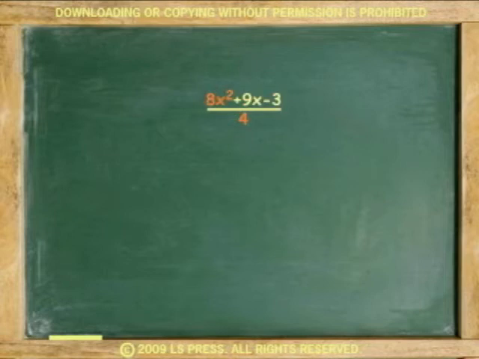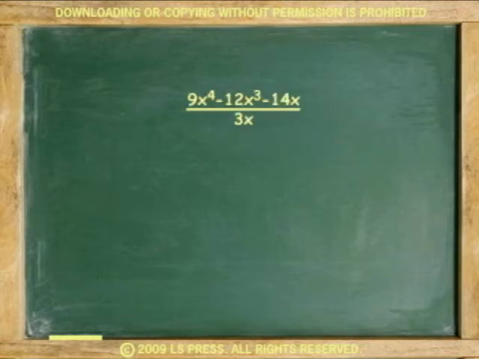First, 8x squared divided by 4 equals 2x squared. Next, 9x divided by 4 equals 2.25x. And last, negative 3 divided by 4 equals negative 0.75. Answer: 2x squared plus 2.25x minus 0.75.